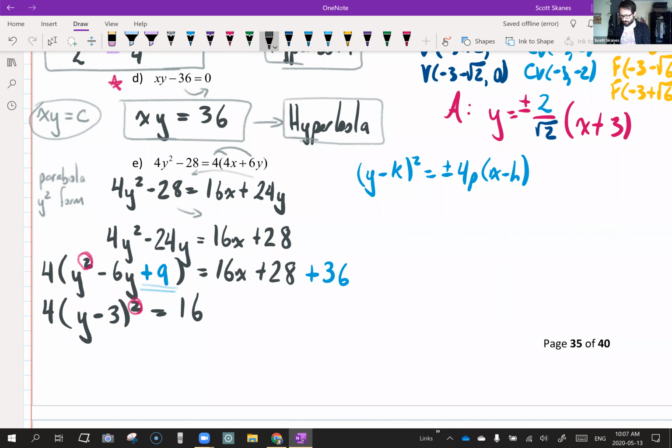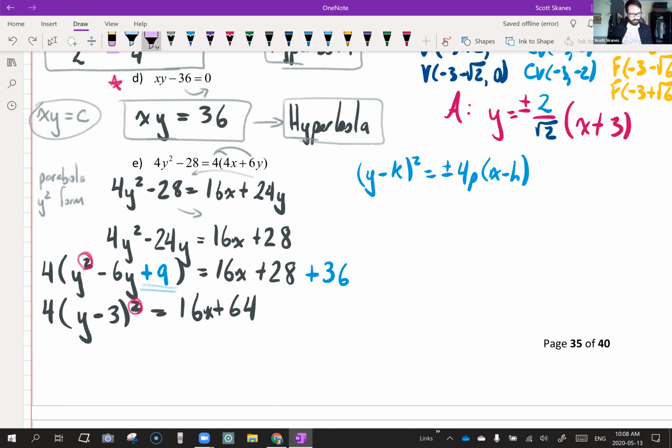What's 28 plus 36? 64. I forgot the x. Okay. And is this in the form we want? Does this look like this? Nope, not quite. What do we need to do?